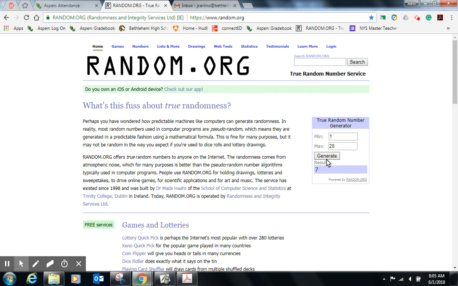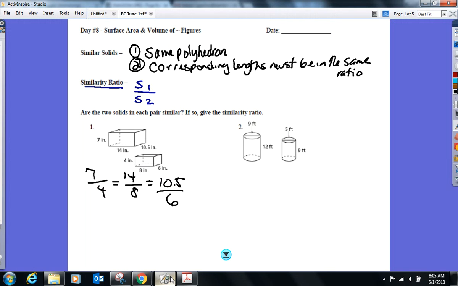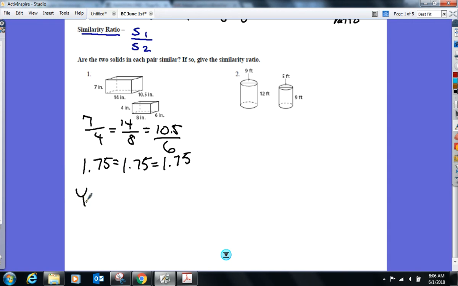What are you finding there? They all are. What's it reduced down to? Yep, 1.75, right? Again, it's got to be all three. So yes, they are similar.